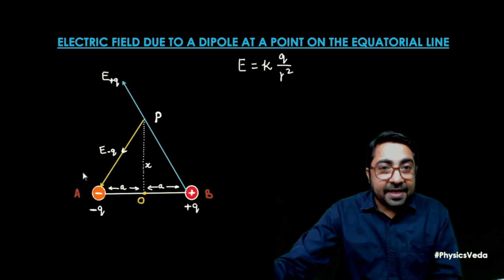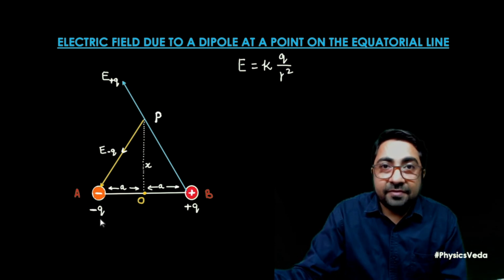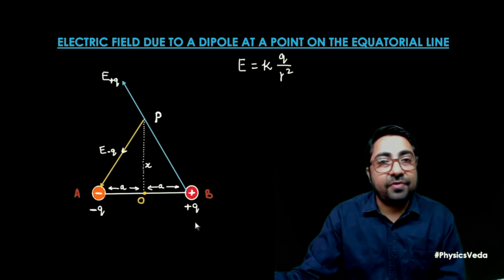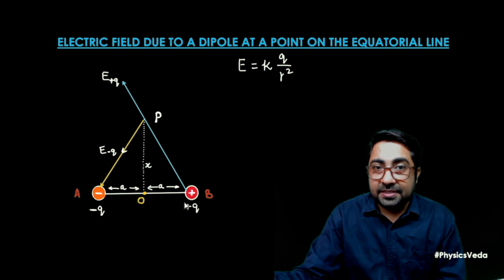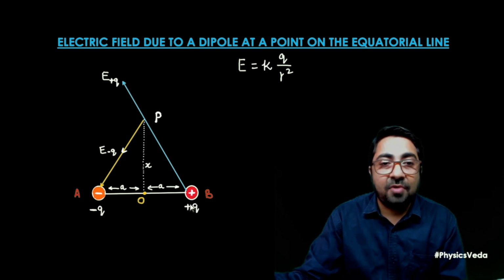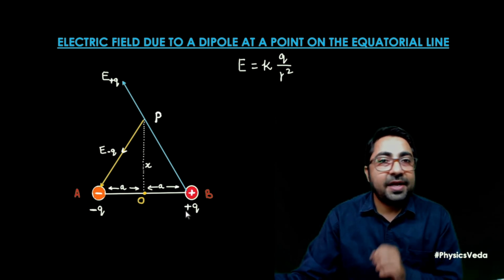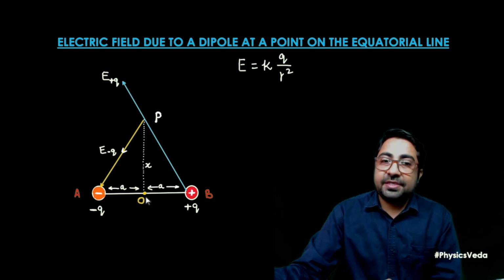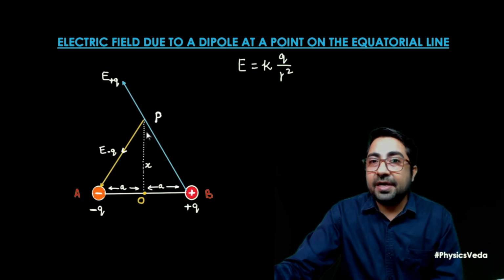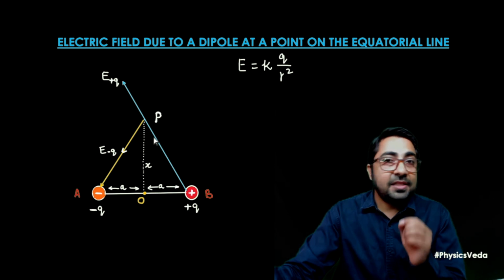So just see the diagram here. In this diagram, at point A, there exists a negative charge, negative Q charge, and at point B, there is a positive Q charge. And these two charges having equal and opposite magnitude are separated by a small distance. That small distance is 2a. So this system is known as electrical dipole system. So O is the center of this dipole. From this O point, we have to calculate the electric field intensity at point P, and this P point is situated at the equatorial line.